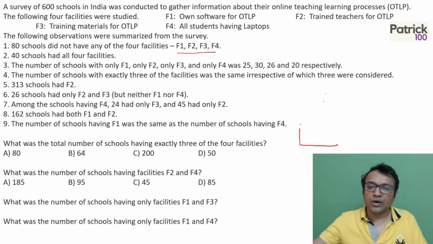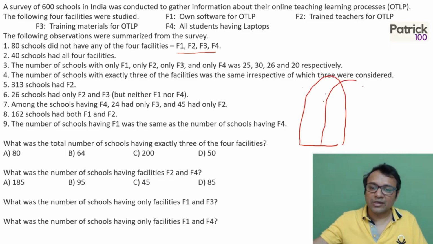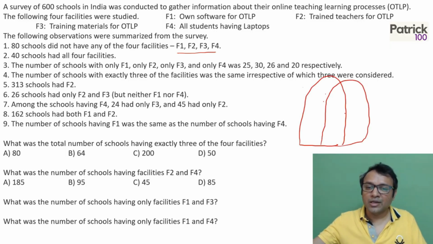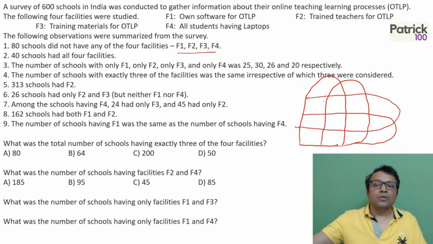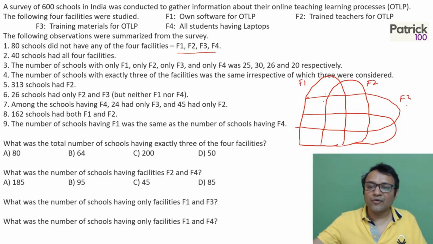So let's draw a diagram first. Normally these are not very difficult. The key is to just put in the data properly and then you will get the answer. So I'll first draw the 4 variable diagram and then I'll try to put in the data. So you have F1, F2, F3, F4. So we put F1, F2, F3 and F4.